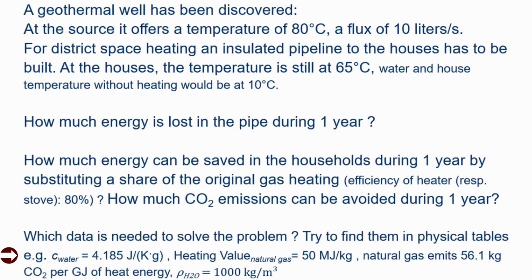So the heat capacity or the specific heat of water is 4.185 joule per Kelvin per gram. The heating value of natural gas, you get 50 megajoule out of 1 kilogram of natural gas. Just have to consider the 80% of conversion efficiency to heat for the heater. And the natural gas emits 56.1 kilogram of carbon dioxide per gigajoule of heat energy. And the density of water is 1000 kilograms per cubic meter.